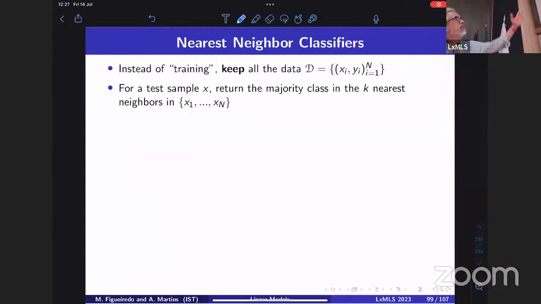So in the nearest neighbor classifier, how does it work? You keep all your data, the axes and the labels. And now for a test sample, you just return the majority class in the k nearest neighbors. So you have a new point, x. You look through all the xi's in the training set and you find, say, the five closest ones. And you see, what is the class that is in the majority in that little set? And that's the class that you predict.